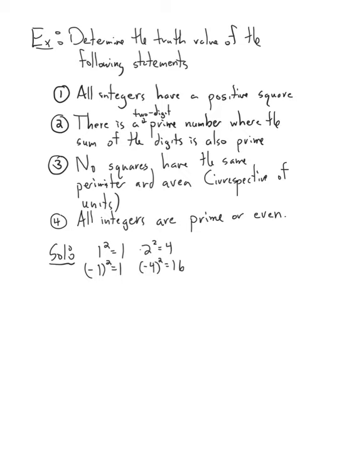But remember, it only takes one counterexample to disprove an all statement, and we'll talk about this later. And is there a counterexample? There is indeed. Remember, the integers are all positive numbers, negative numbers, and 0. And 0 squared is indeed 0. And 0 is not positive.